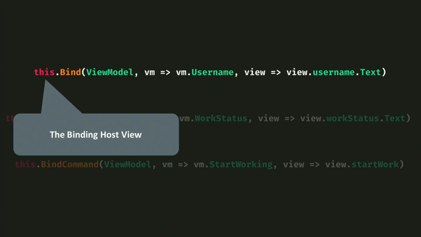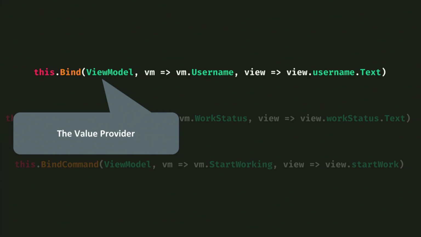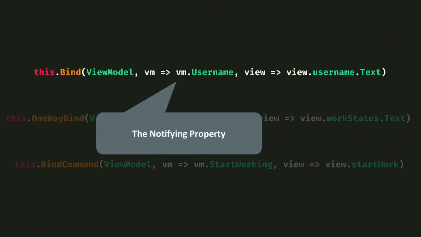And so I would say, this being my view that's going to host my bindings, the first parameter that I would send into the bindings would be something like our view model. Here's going to be our notifier, the thing that we want to bind up to. So in this case, I want to bind my view, my this, to my view model. This is the one that's going to provide the value.